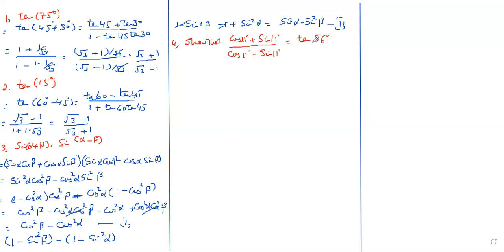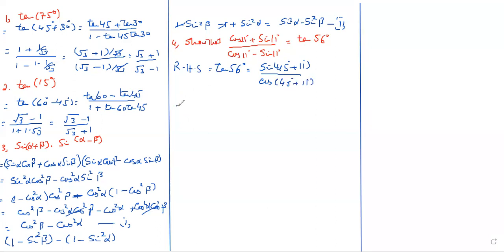Right. So we have, just take the right hand side. Okay, this time, the right hand side equals tangent 56. So we may write it as sine 45 plus 11 divided by cosine 45 plus 11. Right. So 45 plus 11 is 56.